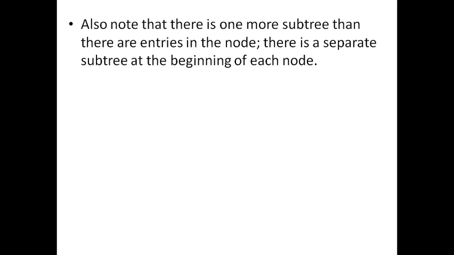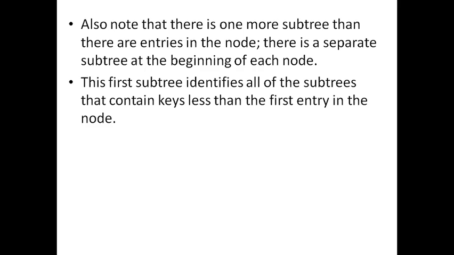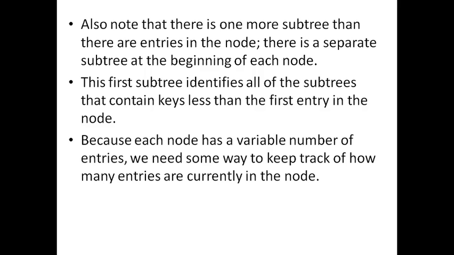That is the same point that maximum children is up to m, but maximum values or maximum keys inside a node is m minus 1. The first subtree identifies all the subtrees that contain keys less than the first entry in the node. And because each node has a variable number of entries, we need some way to keep track of how many entries are currently in the node.